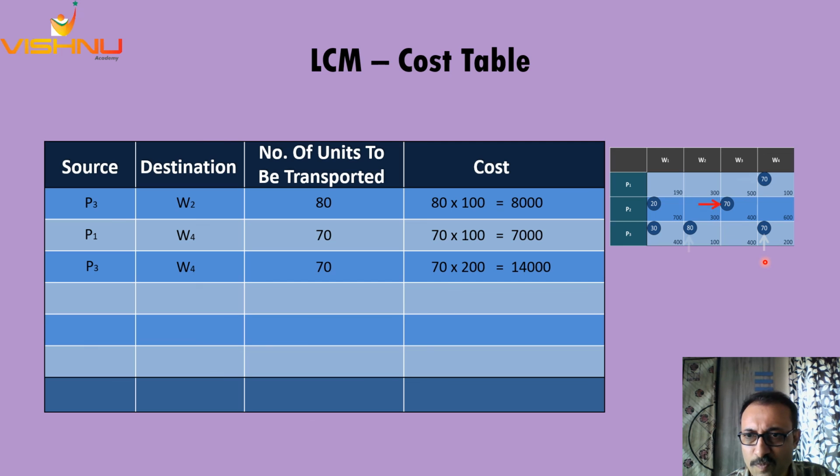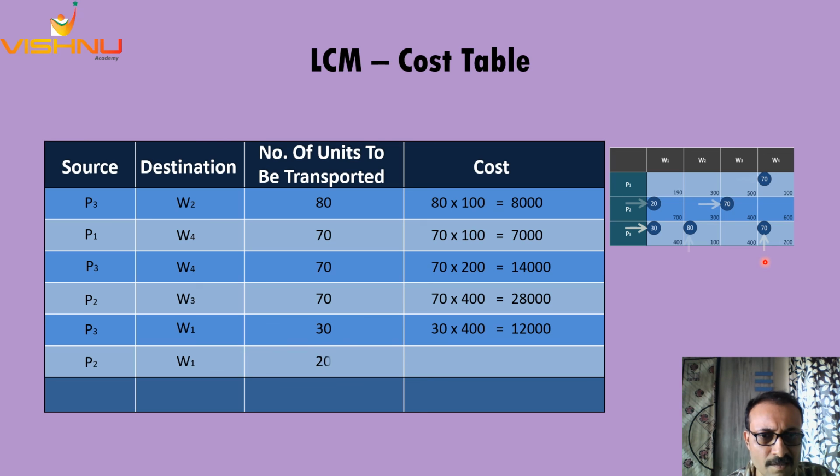The next one was P2W3, 70 units at 400 apiece, comes to 28,000. The next in line was P3W1, which is 30 units at 400 apiece, 12,000. The next one was P2W1, which was 20 units at 700 apiece, 14,000.